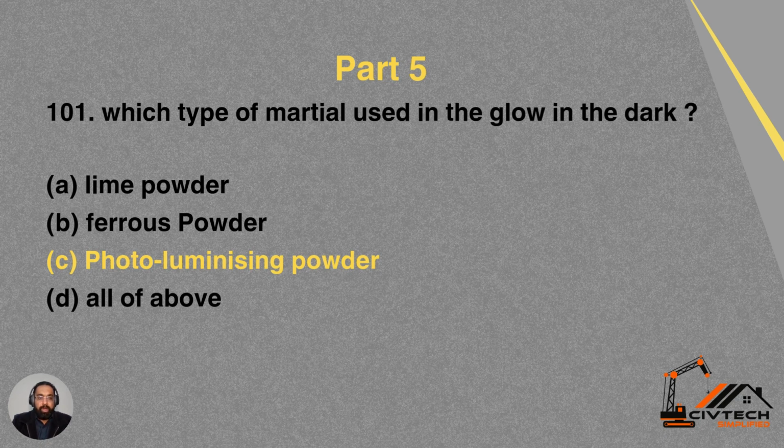Question number 101. Which type of material is used for glow in the dark? This question is related to highways. Option A, lime powder. Option B, ferrous powder. Option C, photoluminescence powder. Option D, all of the above.